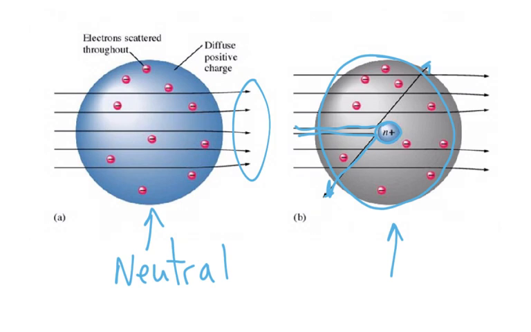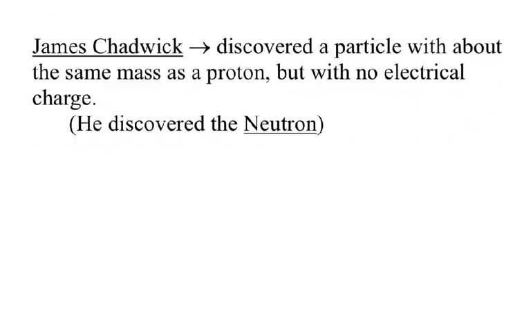Okay? Now, there was something else that he could not explain. It was discovered later. There is another subatomic particle in the nucleus. The mass that he calculated, he was really off. He only accounted for the mass of the protons, and he didn't know what else was in there contributing to mass. A guy by the name of James Chadwick discovered that there was another particle in the nucleus of the atom that has about the same mass as the proton. However, this particle has no charge. It's neutral. And James Chadwick basically discovered the neutron.